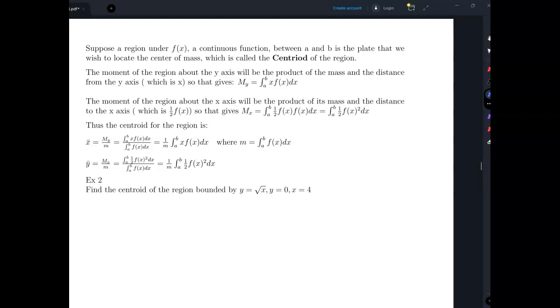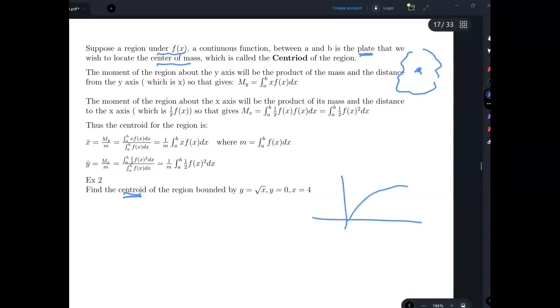So now we're going to talk about the region under an f of x, and that's going to be the plate that we're wanting to find the center of mass on. Just like I was saying, if I take this here, I want to find where it is that I can put the point so it balances. Okay, so let me just get this picture going. So I want the centroid, the center of mass, so the x bar, y bar, bounded by these functions.